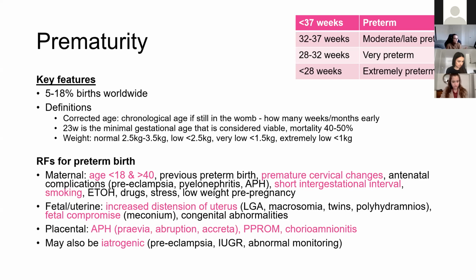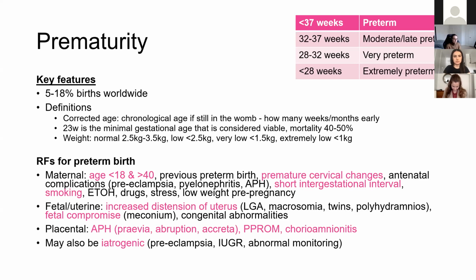In terms of what we need to know for prematurity, knowing some risk factors. So really young mums and older mums, those two extremes, are a risk factor for preterm birth. The ones I've highlighted in pink are the main ones to remember. Premature cervical changes, a short interpregnancy interval. So I believe anything less than like a 12 to 18 month period between pregnancies is actually a risk factor for premature birth in the subsequent pregnancy. And smoking, as we all know, is bad, as well as drugs and alcohol during pregnancy.